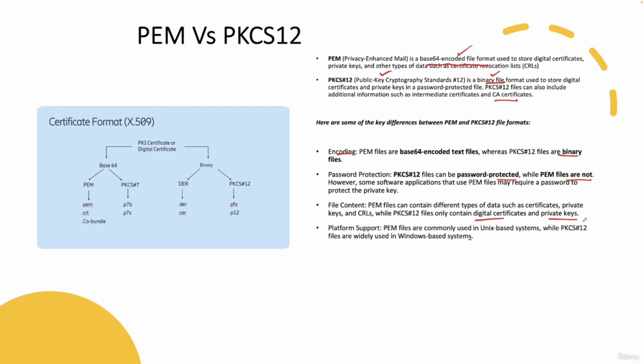Platform support. Different types of formats are available on different kinds of platforms. PEM files are commonly used, and I'm using the term commonly here, in Unix systems, and PKCS 12 are widely used in Windows-based systems. So wherever you see a Windows-based system, you will have PKCS 12 kind of files. And whenever you are working on Linux or Unix systems, you will always see PEM files. These are the PEM files where you would be storing your digital certificates.